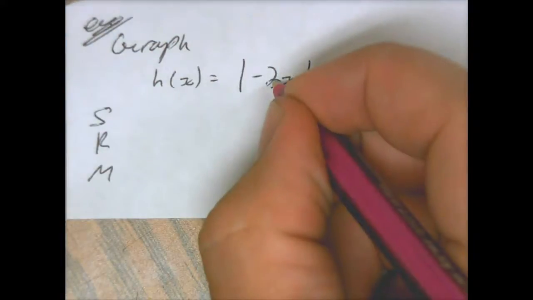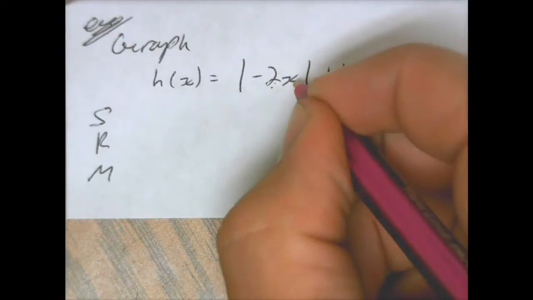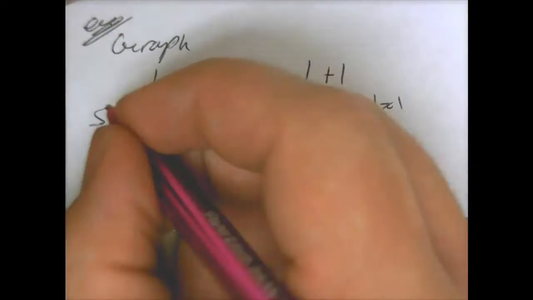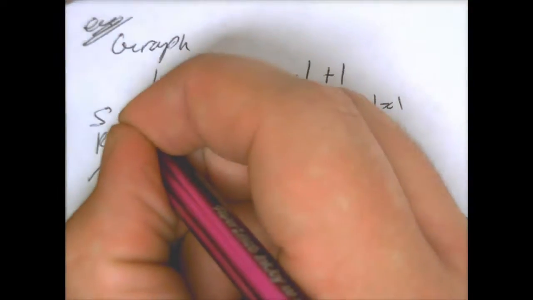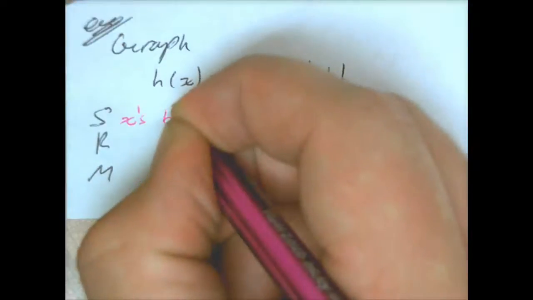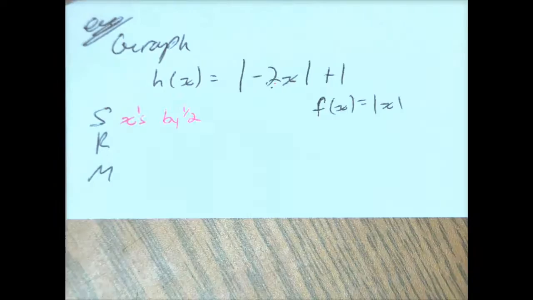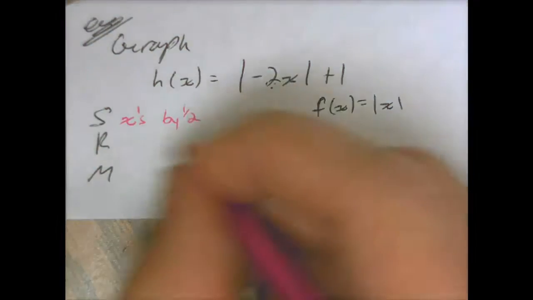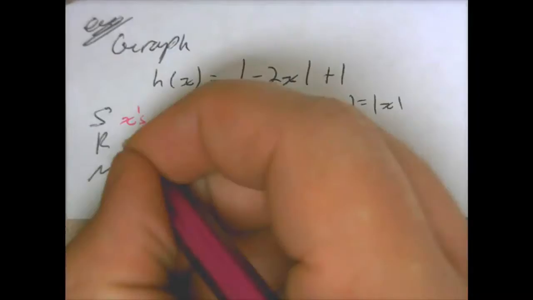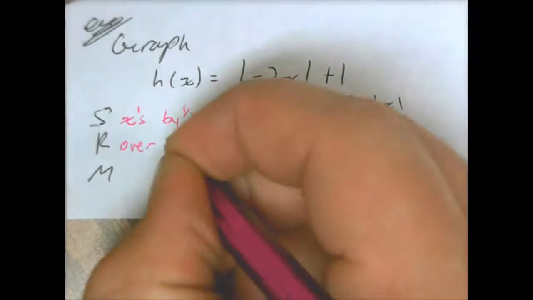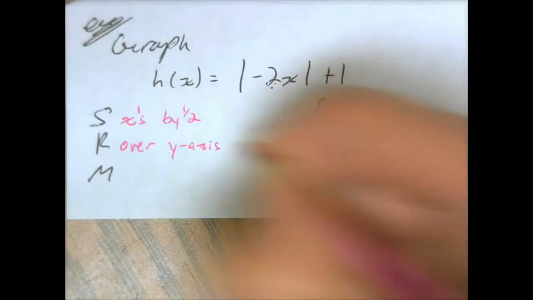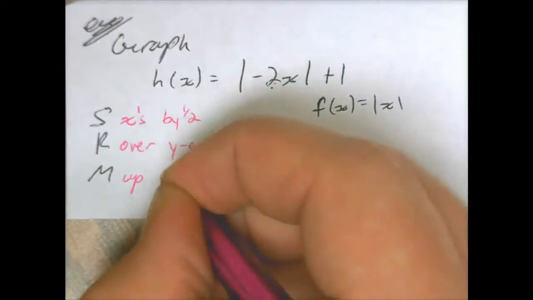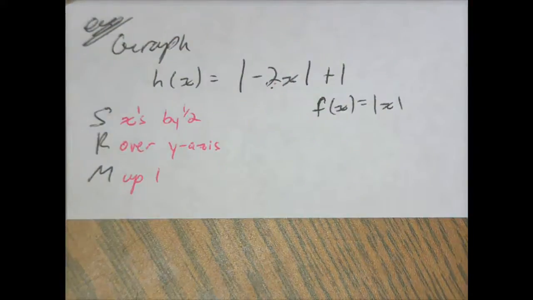As far as stretching and shrinking goes, this is multiplying the x by 2, but again, remember that with your x's, you are going to do the opposite of what you see. So we are going to do the x's by 1/2, which is actually going to horizontally shrink my x values. I also have a negative multiplying with the x, so I'm going to reflect over the y-axis, and then up 1, because I have plus 1 on the outside.